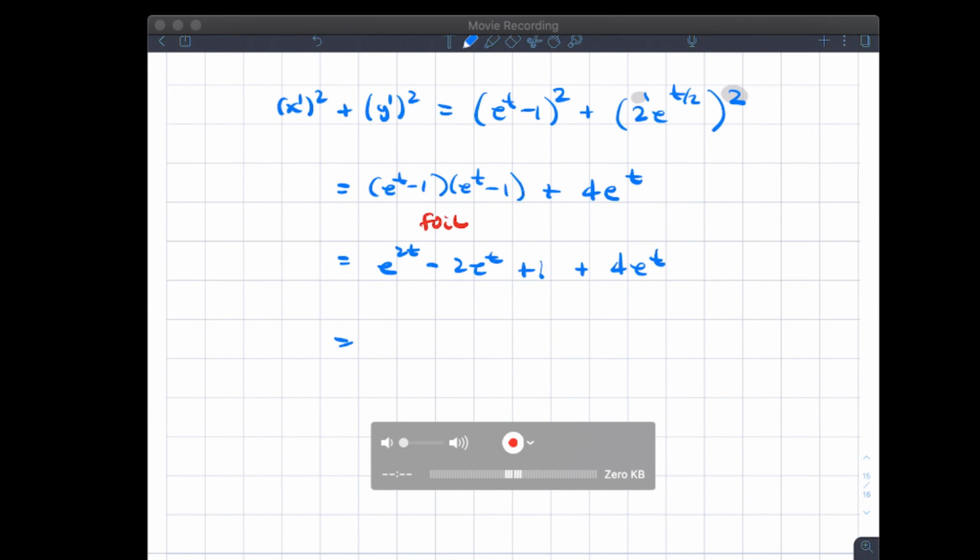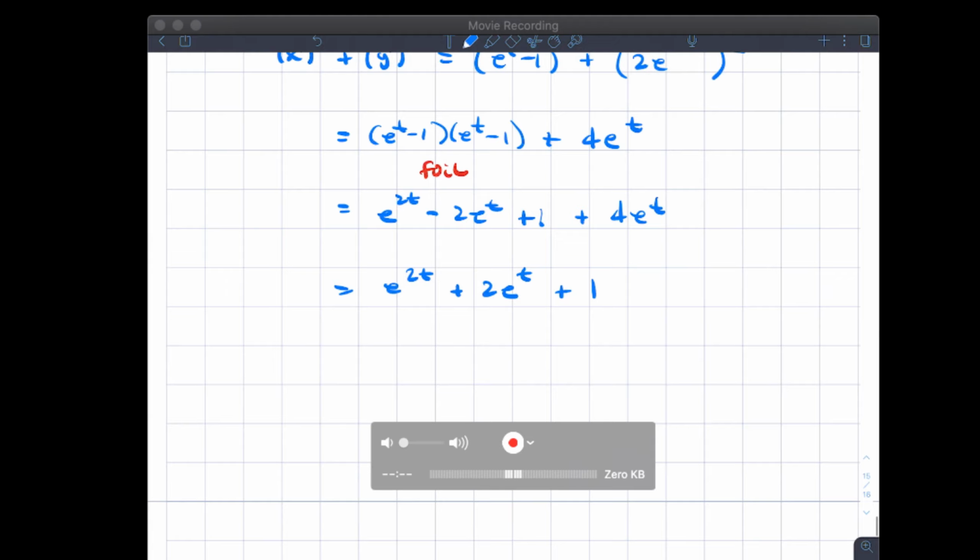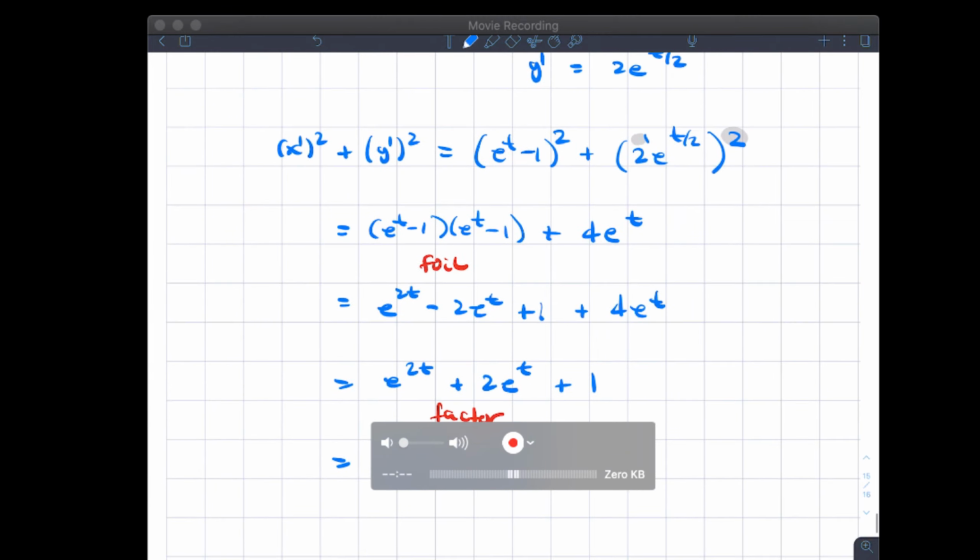And let's double check to see if we're okay. e to the 2t plus 2e to the t plus 1. Let's write that clear. Okay, so double check. This is our algebra. Now, if you look closely, we can factor. We have another perfect square trinomial. This is (e to the t plus 1) squared. Perfect square trinomial here.